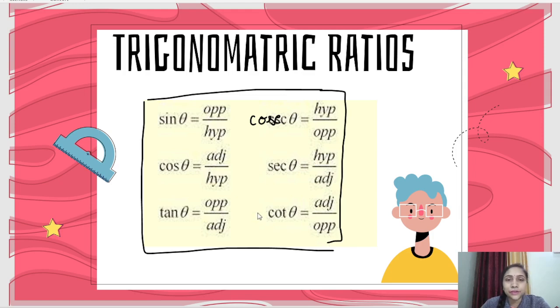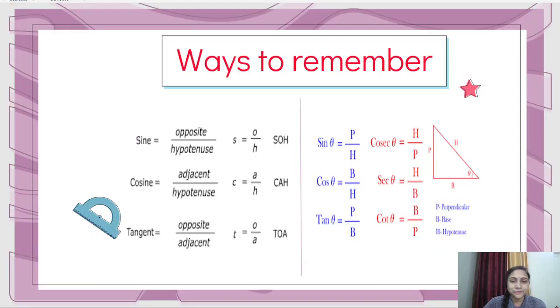So you have to remember how to calculate these ratios. But don't worry, I have a way to remember. I will tell you two ways to remember. The first is a modern method, and the other is the old method. So how can we remember this?